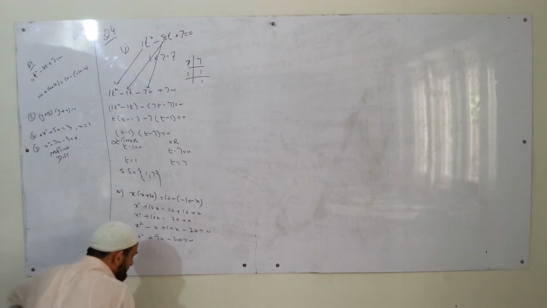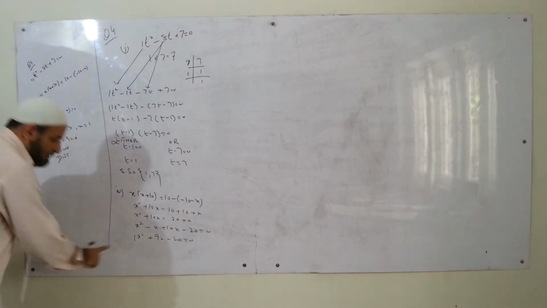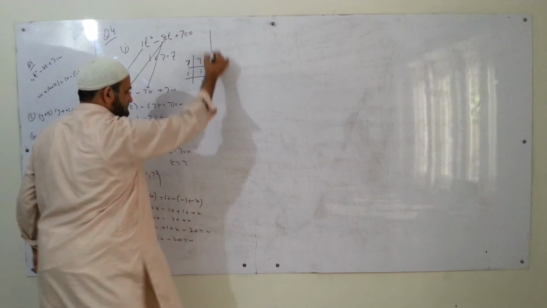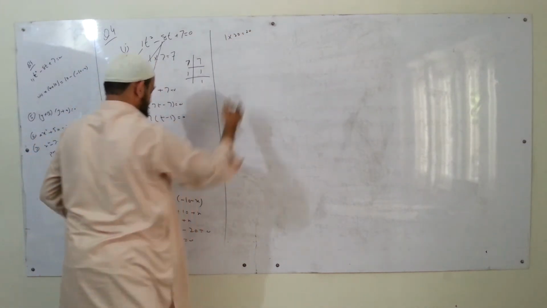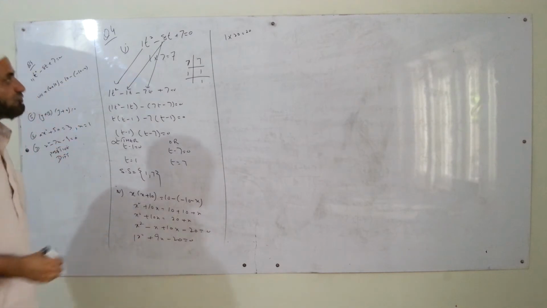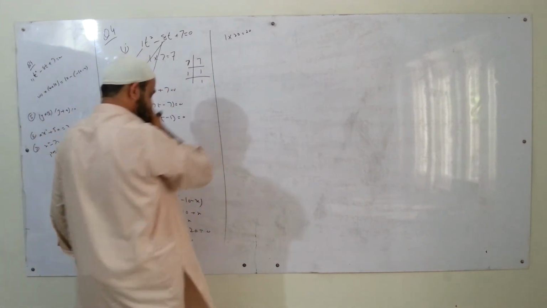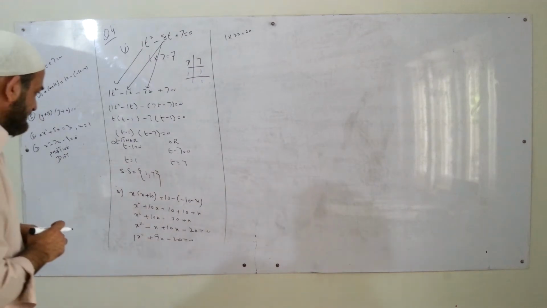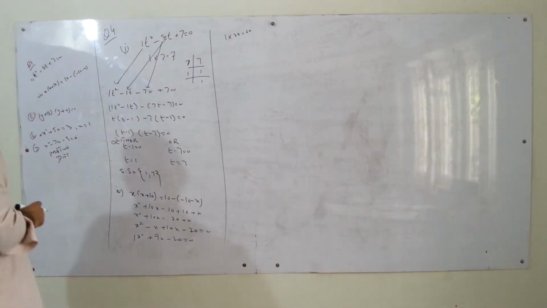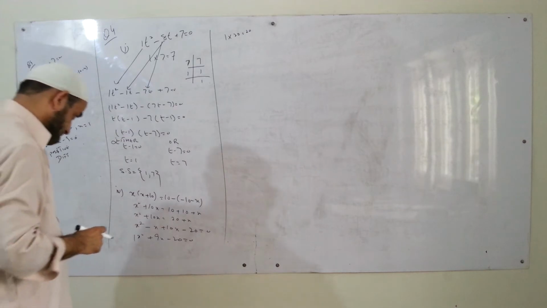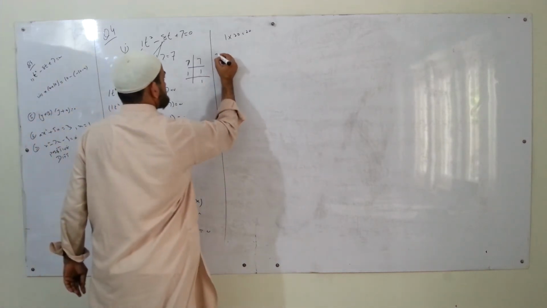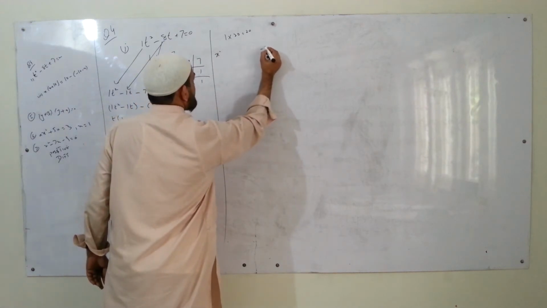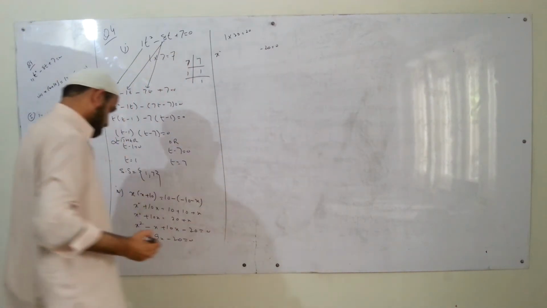Here the coefficient is 1. Now 1 multiplied by 20 gives you 20. Now we split 9 into two numbers which, when multiplied, give 20, in the equation x square plus 9x minus 20 equal to 0.